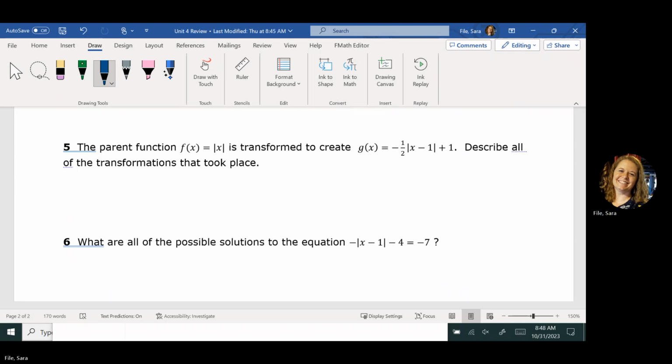So 5 says the parent function is transformed to create g of x, which is -1/2 times the absolute value of x minus 1 plus 1. Describe all the transformations that took place. So we just got through saying that A, when it's negative, what happens? It reflects over the x-axis. And then when it's 1/2, that's less than 1, it is a vertical compression. So A being negative reflects it over the x-axis, and being 1/2 makes it vertically compressed.